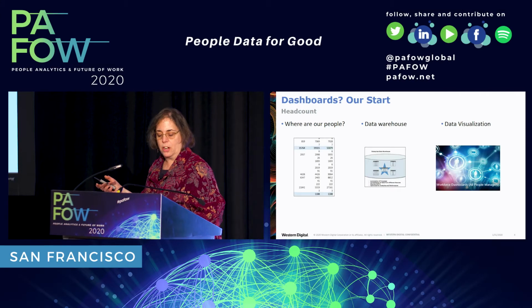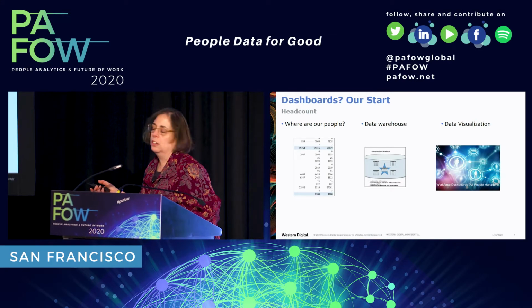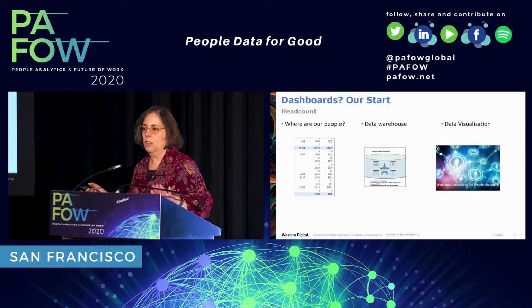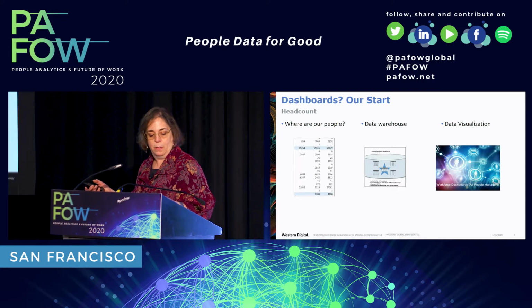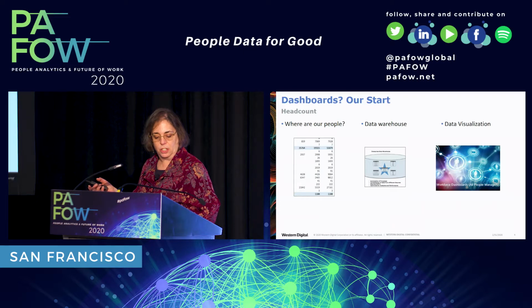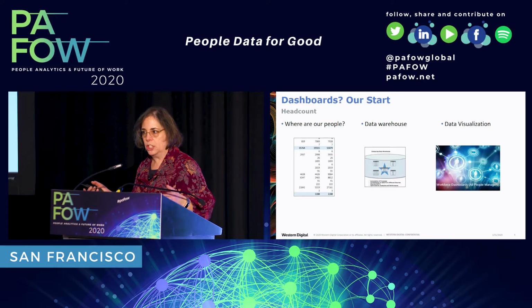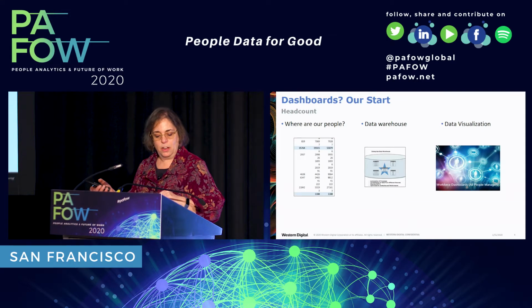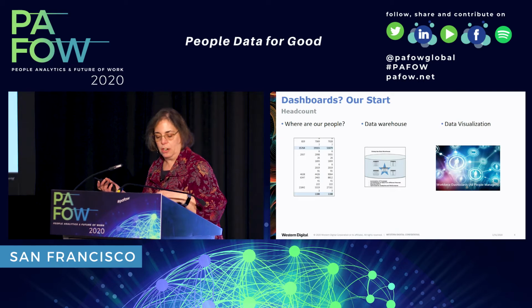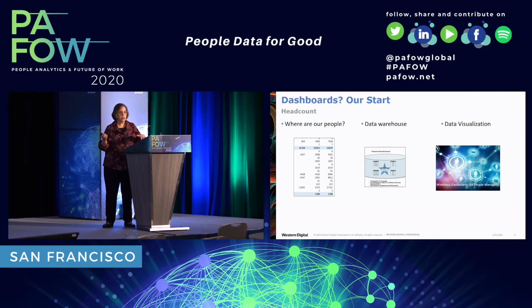So first we started with Headcount, and Western Digital is a combination of 3 large companies, HGST, SanDisk, and Western Digital. And so each company, as you can imagine, had its own systems, its own business models, its own ways of storing data. And so we started out when our CHRO and the execs post the acquisition said, hey, we want to know what our headcount is.